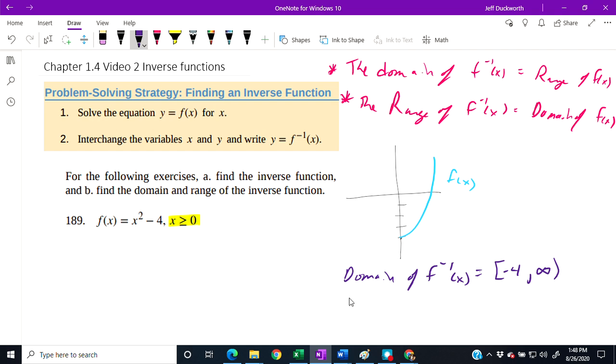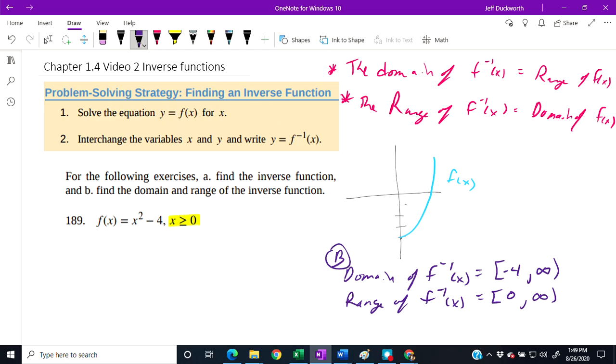And similarly, the range of our inverse will be equal to the domain. Well, the domain we see is x greater than or equal to 0. And we can write it like that, or we can write it in interval notation like this. I don't care which, as long as it's correct. So we've already answered part B. This is part B right here.